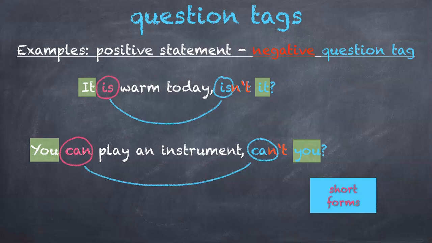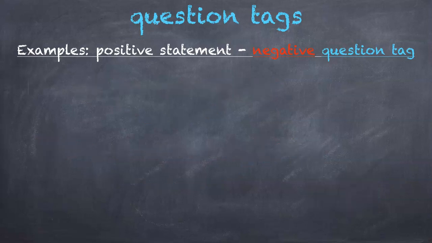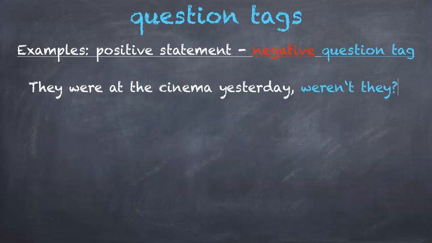Some more examples in other tenses. They were at the cinema yesterday, weren't they? So now we are at the past, simple past. Were is positive, so it's weren't in the question tag. And as you can see, again, the same pronouns.